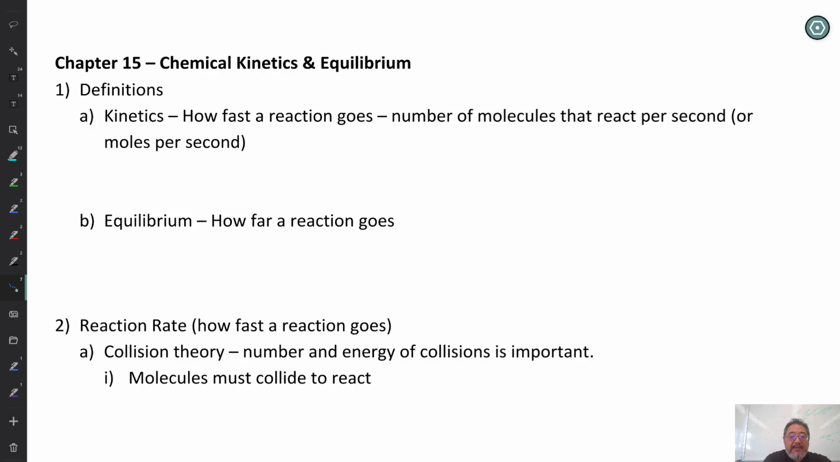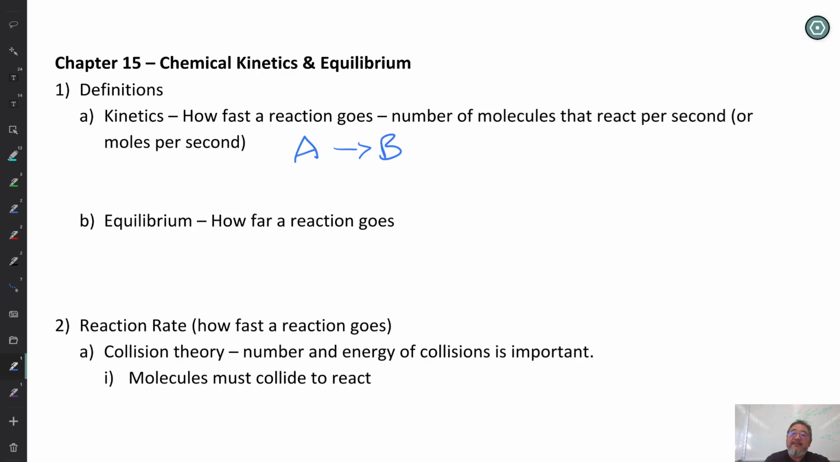So for example, let's say my reaction is A goes to B. So A goes to B. If we're looking at the change in A over time, that would be the rate of the reaction. So molecules of A or moles of A.